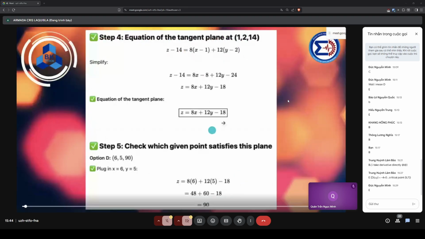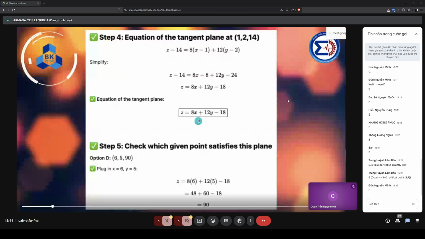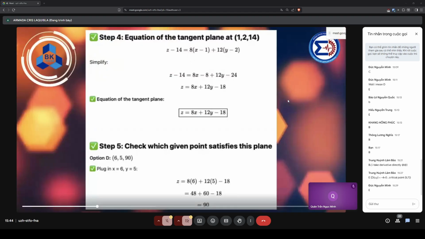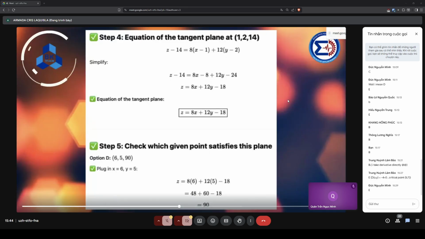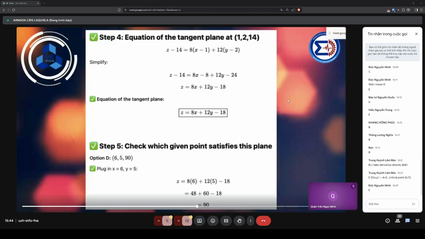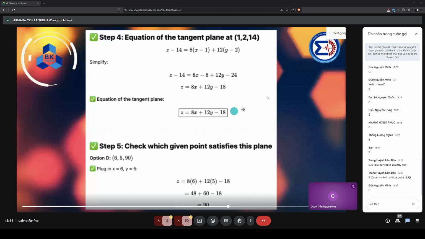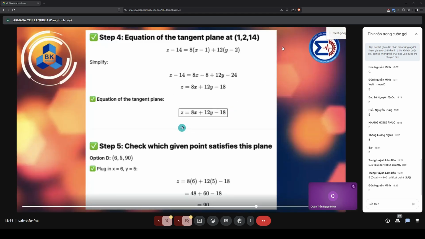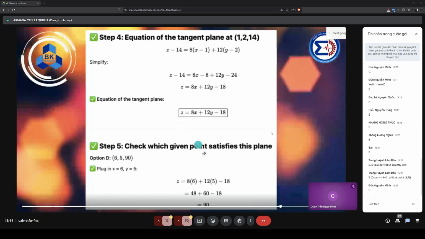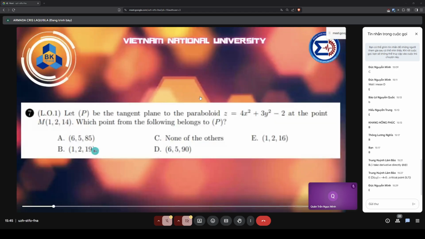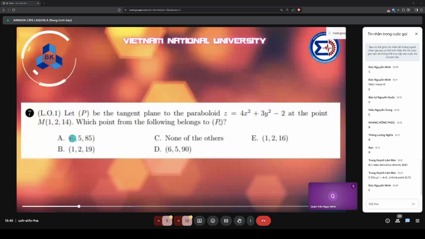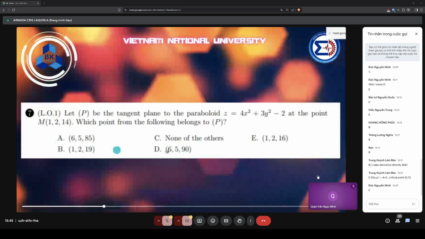If your x here is 1 and your y there is 2, so you have there 8 times 1 plus 12 times 2, that's 24, then minus 18. So the answer is 14. And z is equal to 14 is not there. The z values in the choices are 16 and 19, so they are not correct. Now you try the 6, 5 points because the other choices here are 6 and 5. So you substitute it there in your z.